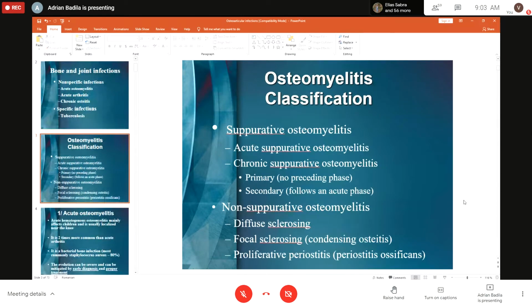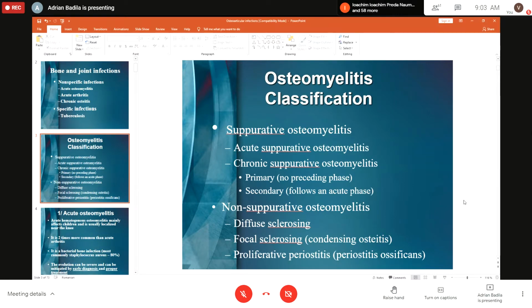The osteomyelitis, that means the infection of the bone, the infection of the medullary marrow, but also of the cortices, can be classified as suppurative osteomyelitis or non-suppurative osteomyelitis. The difference between the two is that in the first case, the infection will produce pus, and in the second instance, the infection will not produce pus.